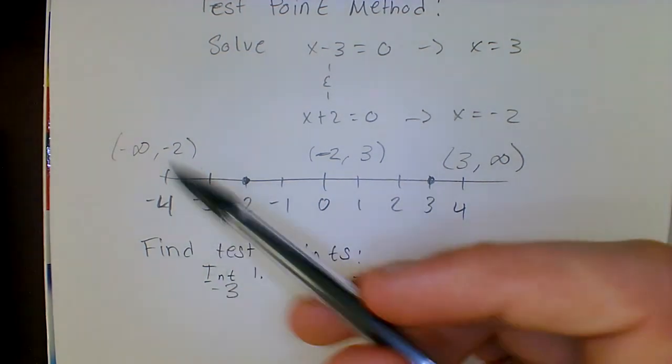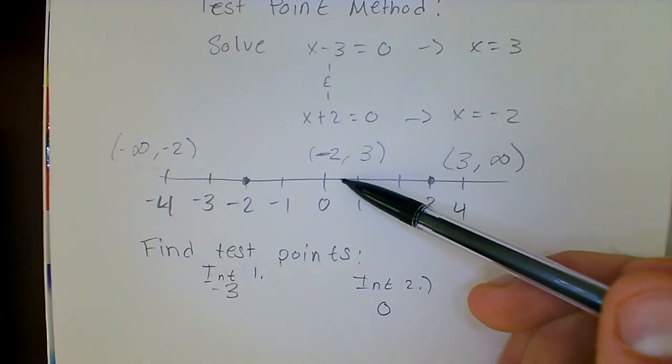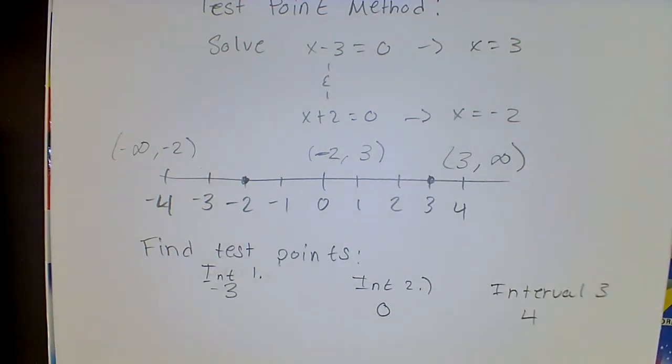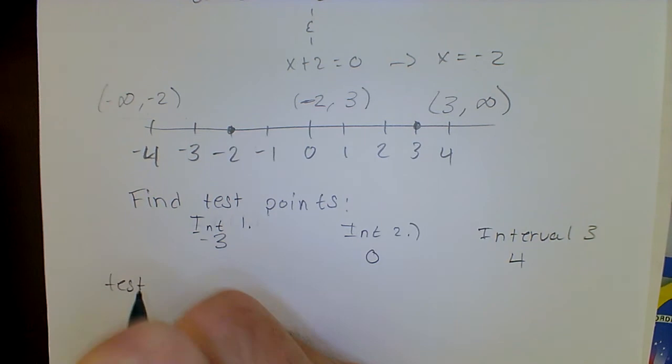Anything that's in this interval will give you the same sign. For this interval, you could have chosen 1, -1, whatever is in here, and same for this one. But I just chose these. I usually try to choose small whole numbers, and if 0 is an option, I always choose 0, because it's easy to plug in. So now we're going to test them.